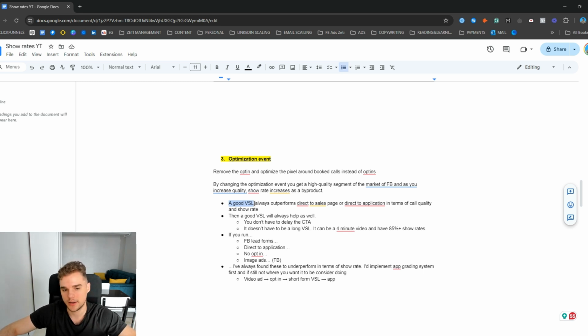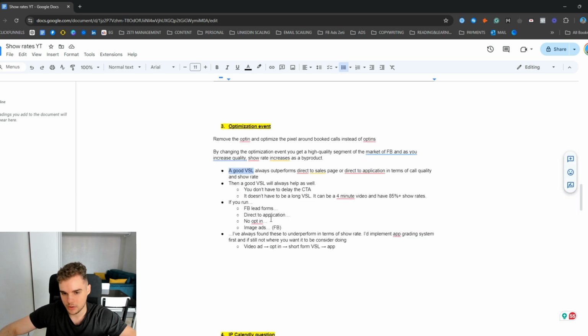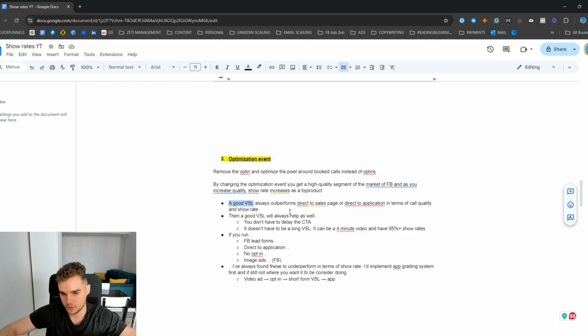Okay, so this is why I said that all the parts are basically interconnected when it comes to the funnel. So obviously, a good VSL will help as well, and you don't have to make it long. Okay, it can be just like a 4 minute VSL, and this is going to have an 85 plus show up rate if the VSL is good.